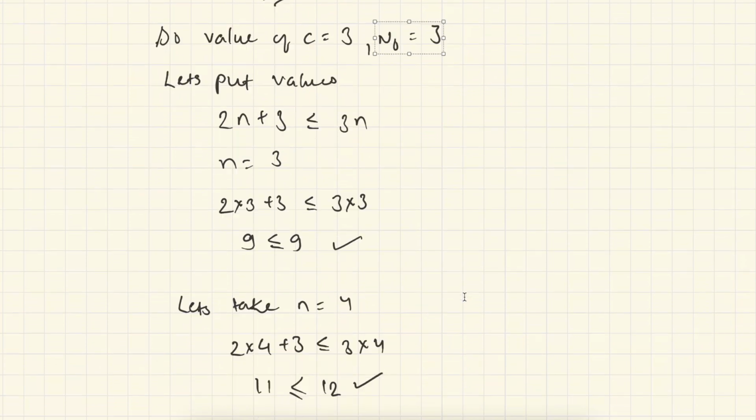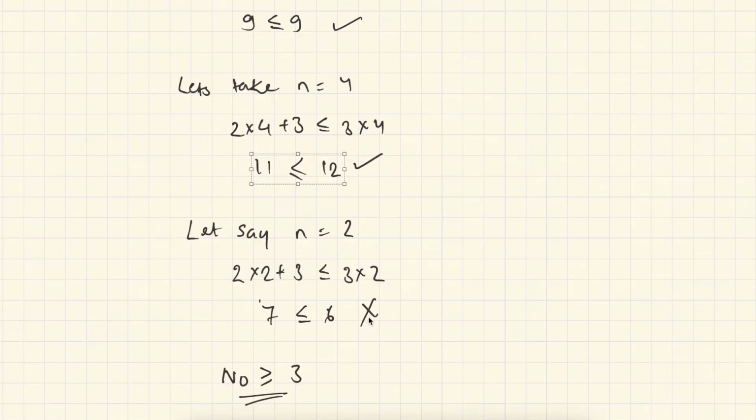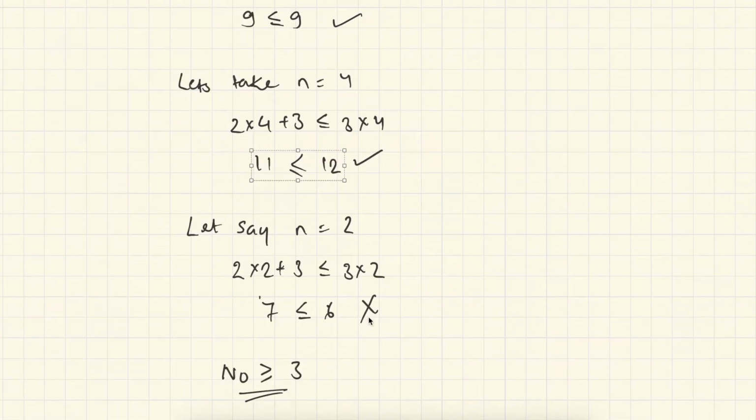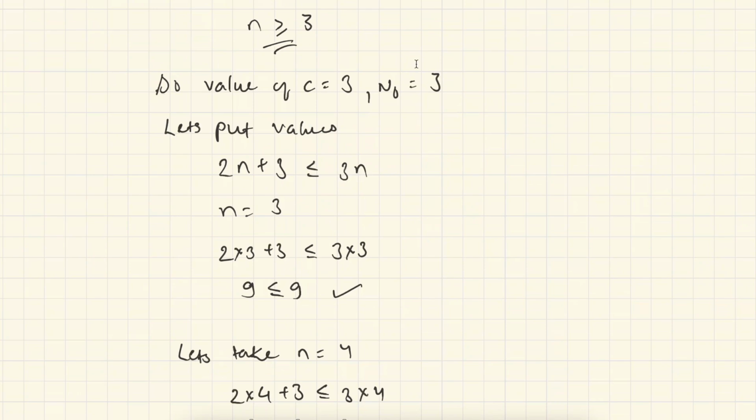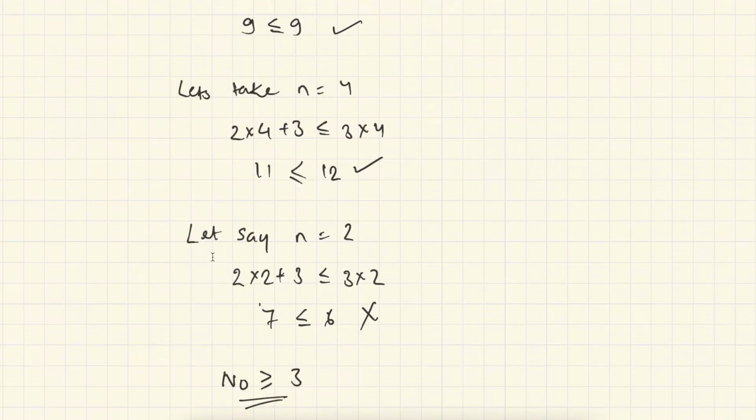Okay, let's take the value of n equal to 4. So if I take n equal to 4, then also it's going to be true. Let's see. 2 into 4 plus 3 is 11 and 3 into 4 is going to be 12. So 11 is also less than 12. Okay, now let's take the value n equal to 2, which is less than 3. If you put the value n as 2, 2 into 2 plus 3 is equal to 7, and 3 into 2 is going to be 6. So it fails to prove that f of n is big O of g of n.